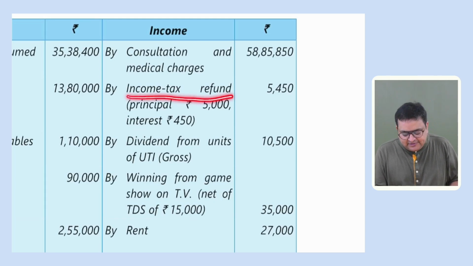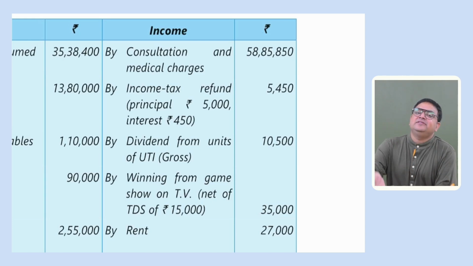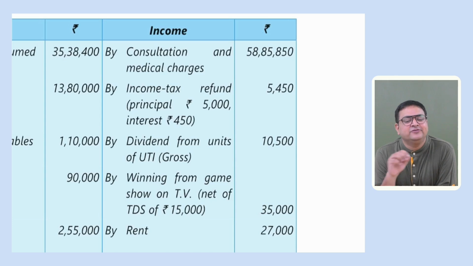By income tax refund. Okay, so this is one of the examiner's favorite adjustments. They always keep on giving this particular adjustment. Tell me, in which head should we take income tax refund? Nowhere. Please understand first, income tax is not an expense. Whenever you pay income tax, it is not an allowable expense, right? And whenever we receive this income tax back, that is the income tax refund, it will not be our income either. That is an exempt income. So income tax refund is not an income.